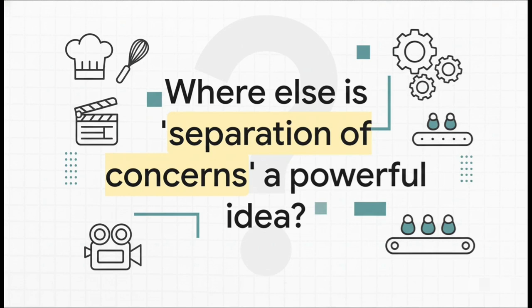So, I want to leave you with a final thought here. This powerful principle, separation of concerns, it's way bigger than just code. I mean, think about a professional kitchen. You have a chef for sauces, a chef for pastries, or a movie set, or even an assembly line. This principle is everywhere. So where else in your world is separation of concerns the key to managing complexity?